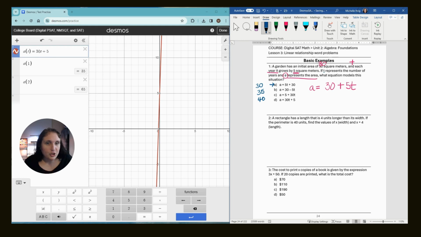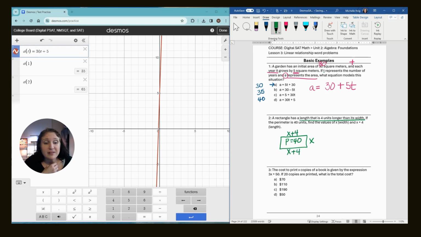All right, let's look at number 2. A rectangle. Stop, draw a rectangle. When you take your test, use that scrap paper and draw the rectangle. It will make life so much easier. It has a length that is 4 units longer than the width. If the perimeter is 40, find the values of x, the width, and x plus 4, the length.